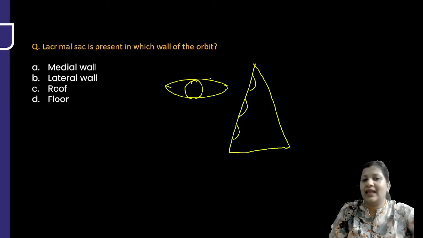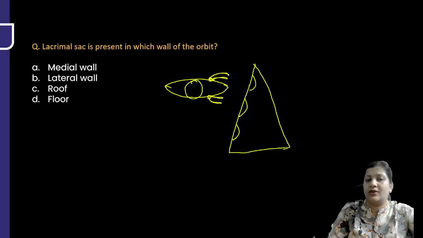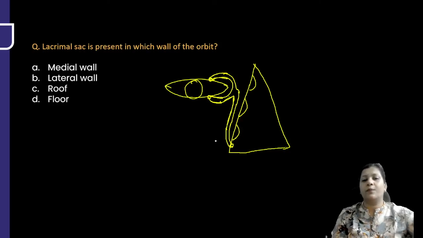Okay, so when we see the eye, there is an upper punctum and a lower punctum, giving rise to the upper canaliculus and the lower canaliculus. Both of them join to form a common canaliculus, which continues to form the nasolacrimal duct. This nasolacrimal duct opens into the inferior meatus of the nose. So where does the NLD open? The nasolacrimal duct opens in the inferior meatus of the nose.